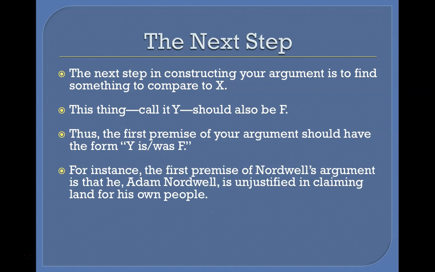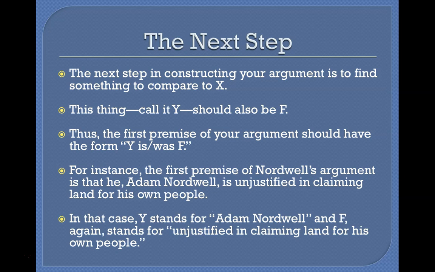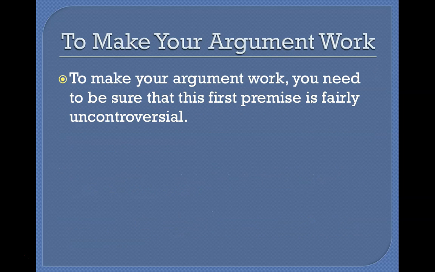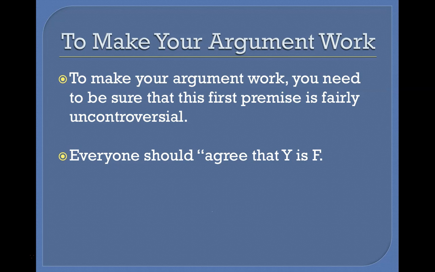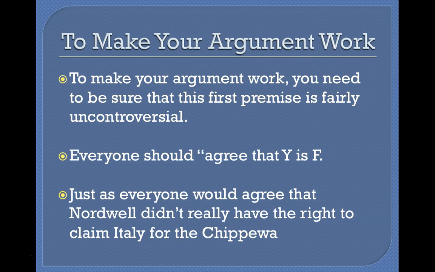For instance, the first premise of Nordwell's argument is that he, Adam Nordwell, is unjustified in claiming land for his own people. In that case, Y stands for Adam Nordwell, and F again stands for unjustified in claiming land for his own people. To make your argument work, you need to be sure that the first premise is fairly uncontroversial. Everyone should agree that Y is F, just as everyone would agree that Nordwell didn't really have the right to claim Italy for the Chippewa.